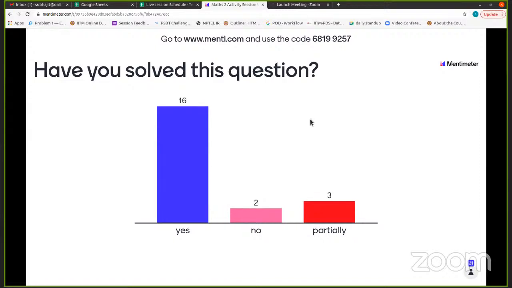So I think many of you have solved it, and some of you have partially solved it also. In this question, f double dash x means the second derivative. If I put in all the critical point values, the value of f double dash x is always greater than 0. That doesn't mean that this function does not have any local maxima or local minima.